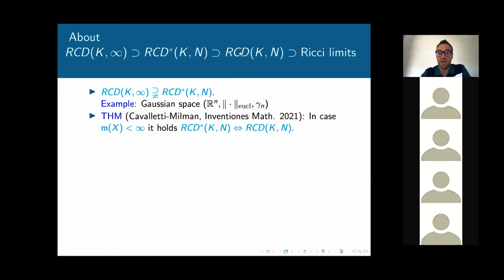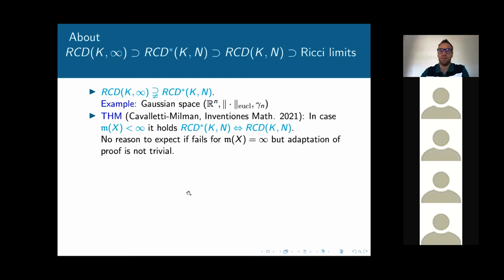This is a result of a very deep paper by Cavalletti and Milman that has just been published in Inventiones this year. They proved that in case the reference measure m is finite, then RCD* K,N is completely equivalent to RCD K,N. Okay, so these two notions are equivalent, at least in the case of finite measure. There's no reason to expect that this equivalence fails for a general sigma-finite measure, but the adaptation of the proof is non-trivial.